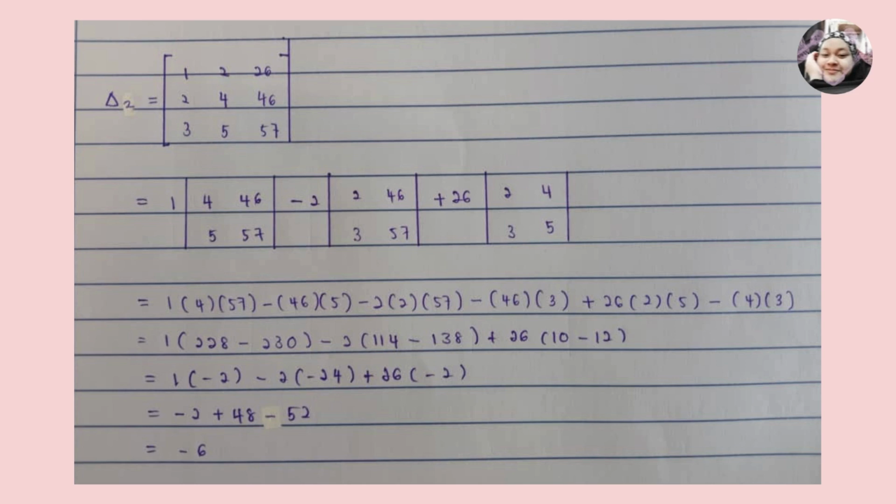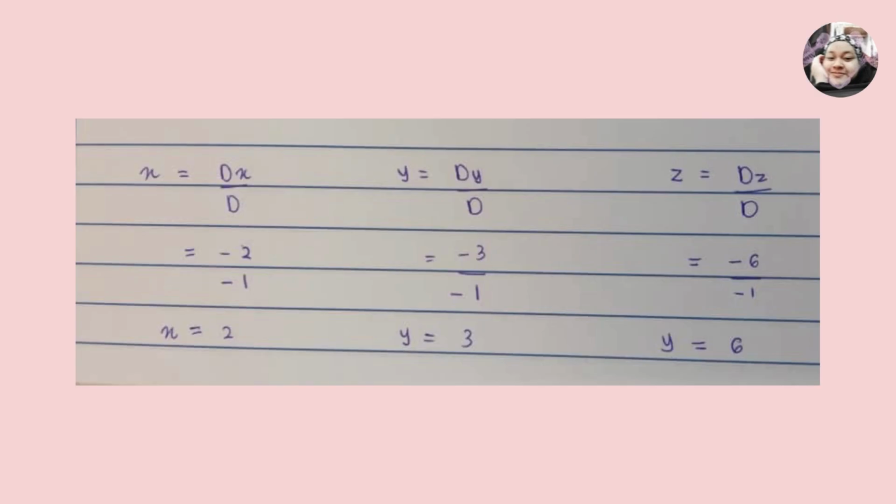Okay, this is what I calculate in this question. Then I got negative 2 plus 48 minus 52. Then I calculate with my calculator. Then I got negative 6. Then the determinant of z is negative 6. Okay, the last one, we need to find x, y, and z. So how do we want to find x, y, and z? This is how we can do it.